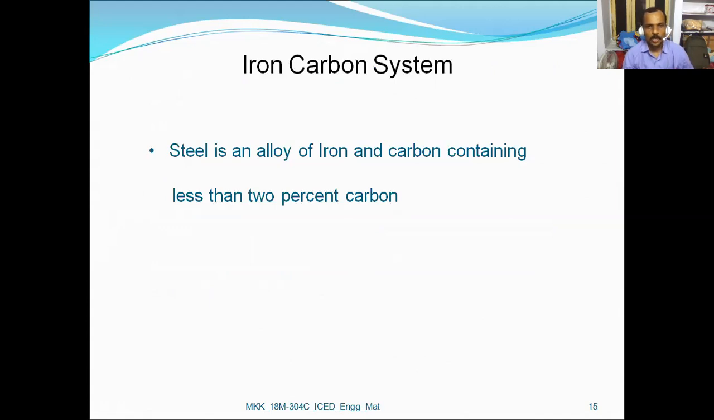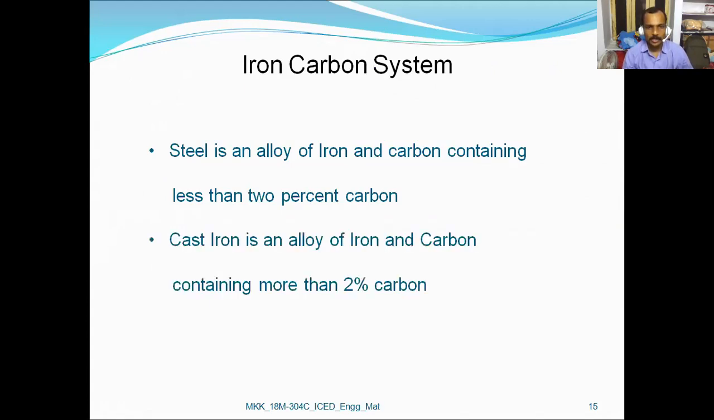Steel is an alloy of iron and carbon containing less than 2% carbon, as we have discussed. So if the carbon percentage is less than 2%, it can be called steel. Similarly, cast iron is an alloy of iron and carbon containing more than 2% carbon.